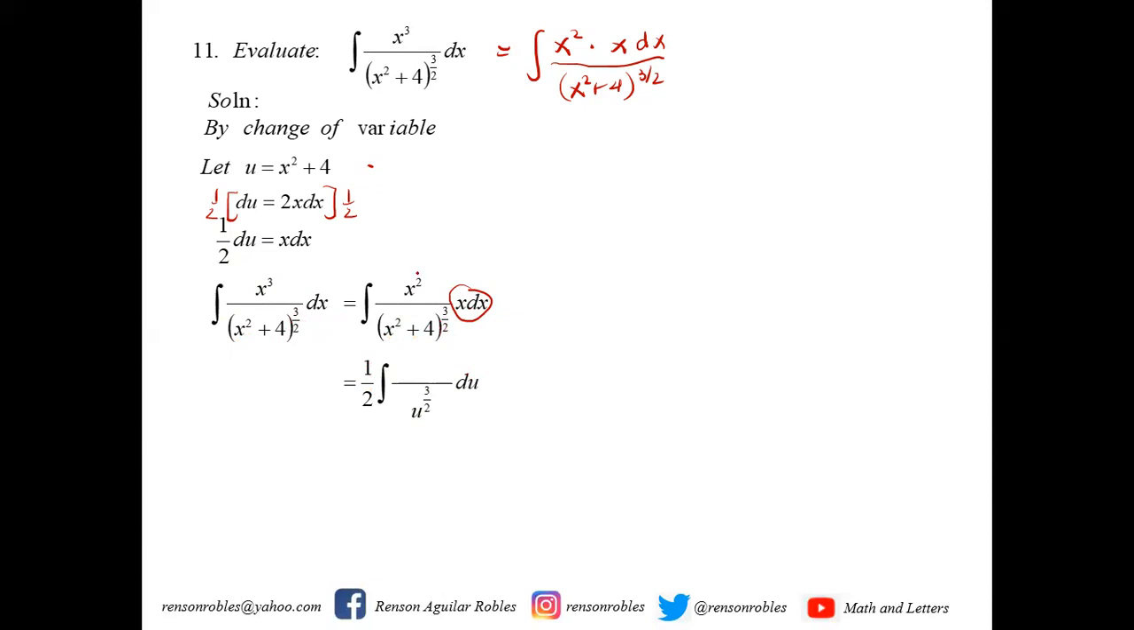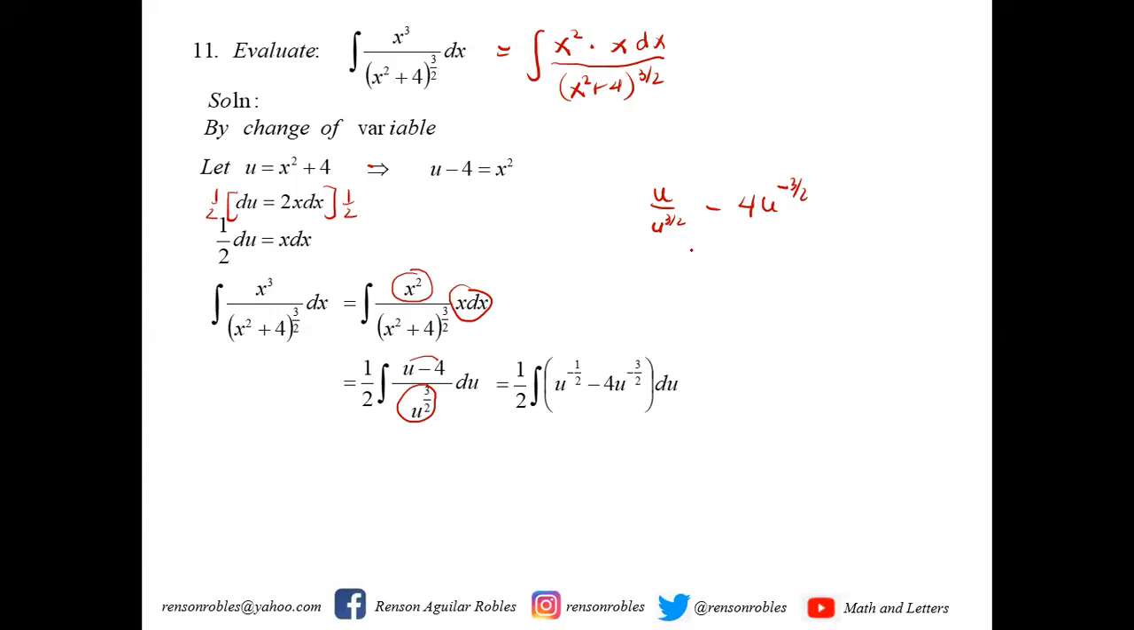And then the next thing to do is to look for an expression that will represent x squared. And from here, we can just say that x squared is equal to u minus 4. So we can now replace x squared by u minus 4. And then by employing the distributive property of division over addition, this can be written in this form: 1/2 times the integral of u raised to negative 1/2 minus 4u raised to negative 3/2 du. We just simply distribute u raised to 3/2 to each term here. So that's u over u raised to 3/2, minus 4 u raised to negative 3/2.